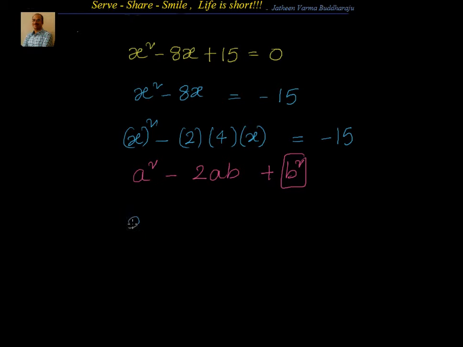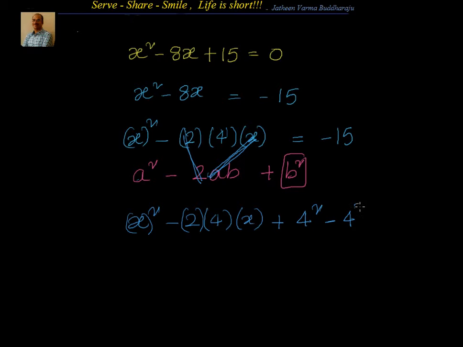We will write it as x square minus 2 into 4 into x. When you compare them, 2 is okay. A is x. So a is gone. Left out is b equal to 4. So I know b is 4, so that I can complete the whole square. So I'll write it as 4 square minus 4 square equal to minus 15.